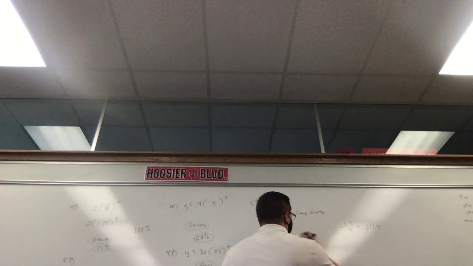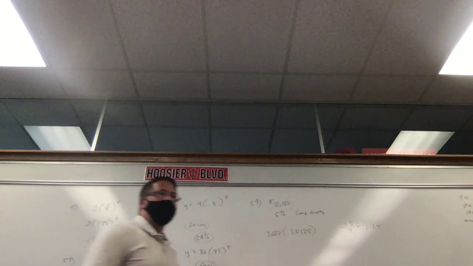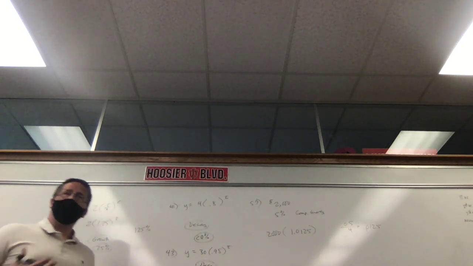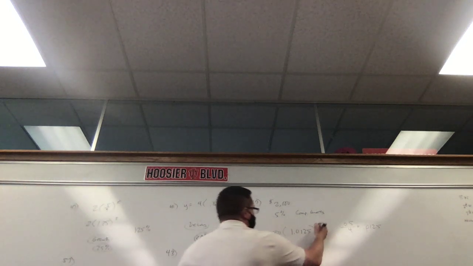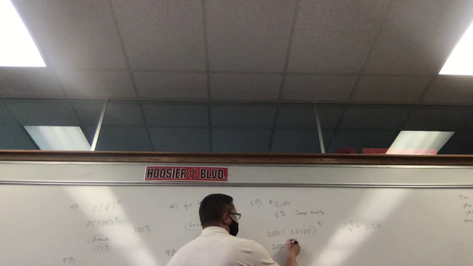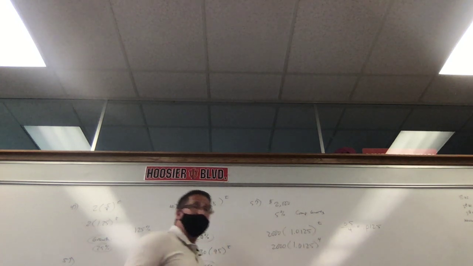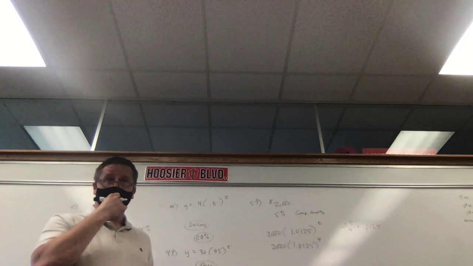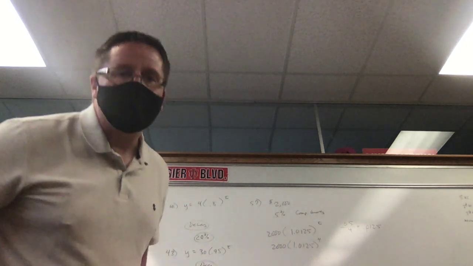So 1.0125. Now, how many times is it going to compound in 1 year? Well, 4. So it's to the 4th. Well, it's to the t, but if they want the equation, you do this to the 4th power. And your answer better be what? Bigger or smaller than 2,000? It better be bigger, okay? You guys got your calculators. Go ahead and type them in, okay?